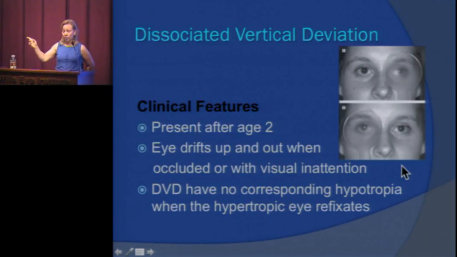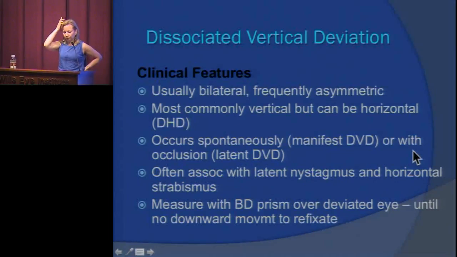Again, you'll see the refixation downward without the associated hypotropia of the other eye. Dissociated vertical deviations have no corresponding hypotropia, as I just mentioned, when the hypertropic eye refixates. They're usually bilateral and they're frequently asymmetric. They are most commonly vertical, but they can be horizontal. A dissociated horizontal deviation can occur. They occur spontaneously as a manifest dissociated vertical deviation, or with occlusion, where you'll see a latent DVD.